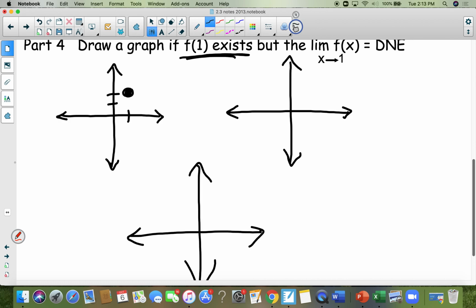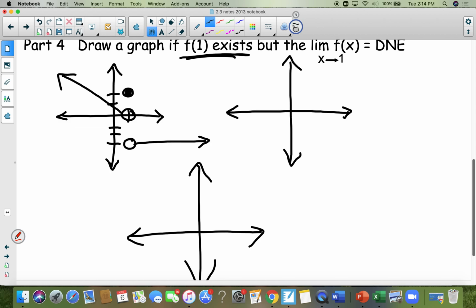And open circle. Can I just put it right here? Or I'll put it right here. Yeah, and then just any line off to the left. And then at 1, -3, another open circle, and then off to the right.